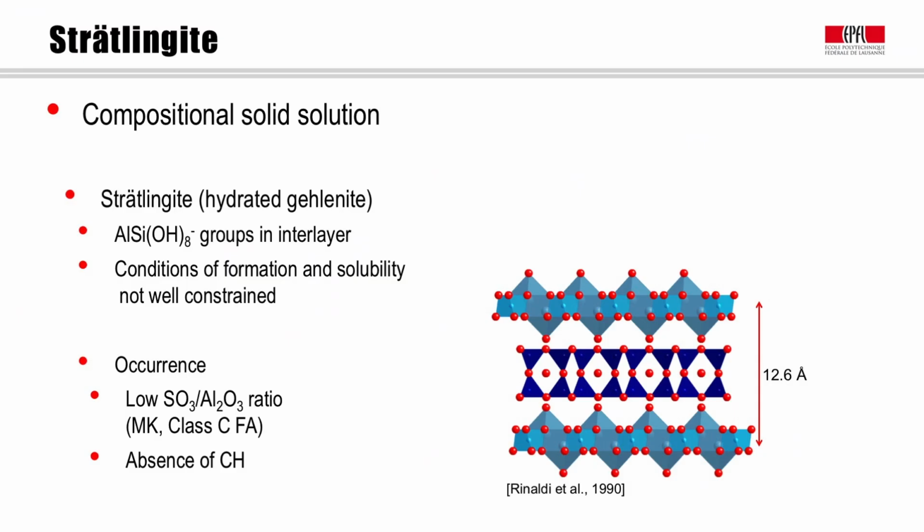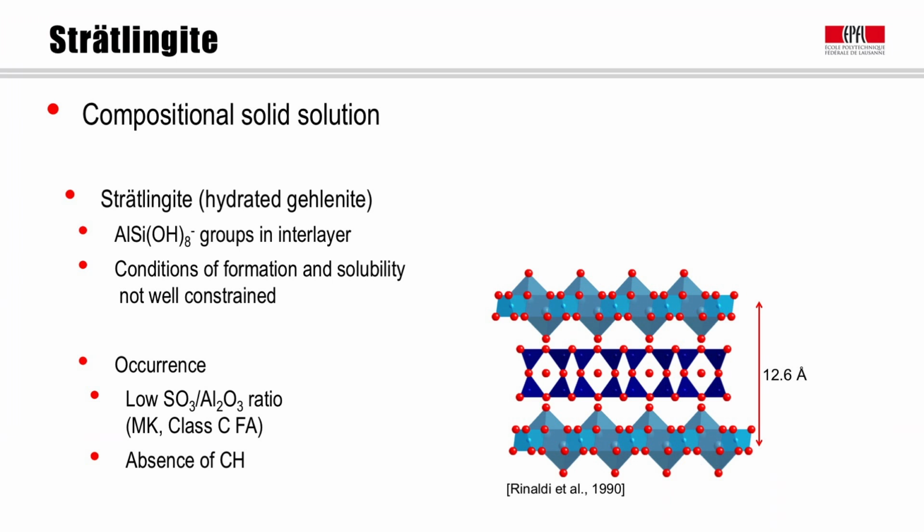Okay, so finally in this AFm group, we're just going to have a quick look at this phase called stratlingite. This phase has very complex aluminosilicate groups in the interlayer. You can see now that this has increased quite dramatically the spacing of these interlayers, from about 7 or 8 Å we had in the monosulfate and monocarbonate cases to this value of 12.6 Å.